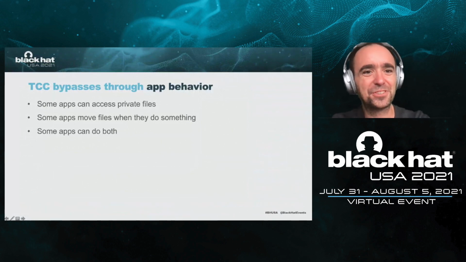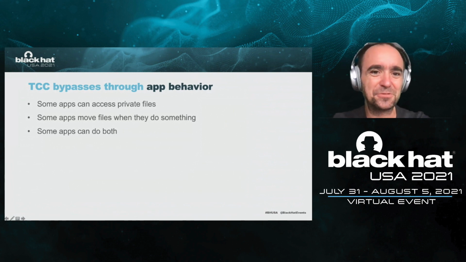The fourth big group of TCC bypasses involves some application behavior. So on macOS, as we saw, there are many applications that can access private files because of their entitlements. And there are also apps that move files around when they perform some operations, and some applications do both. So even if we cannot inject code into this application because it's properly protected, maybe we can convince it to move files for us to a location of our choice.